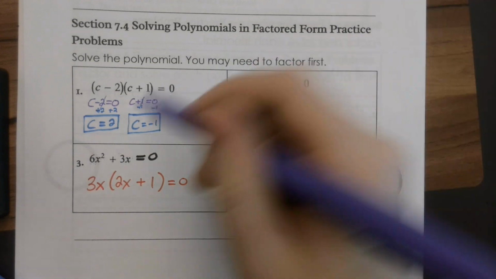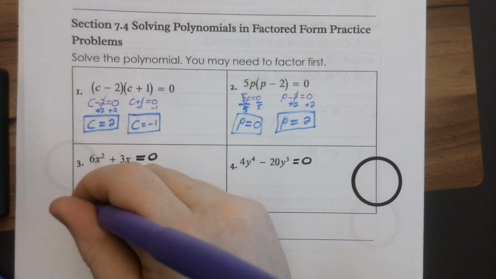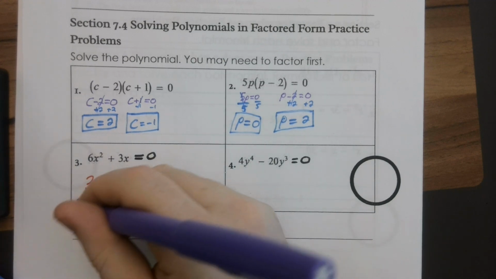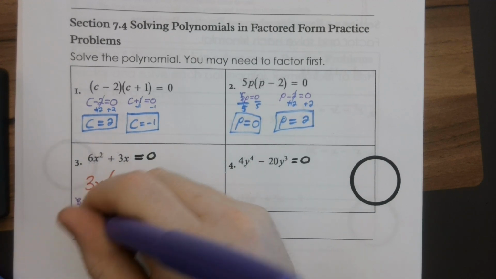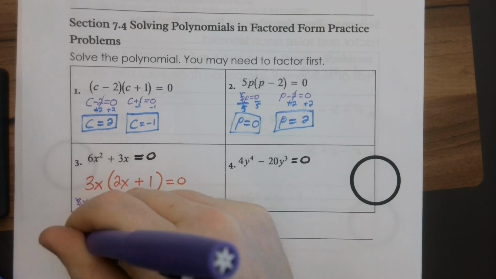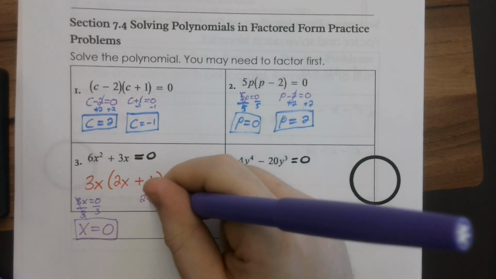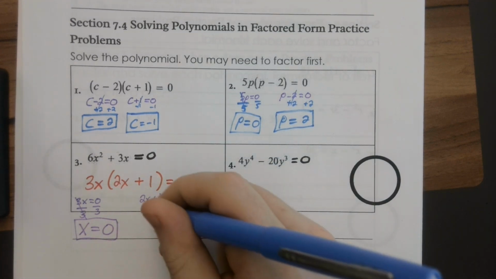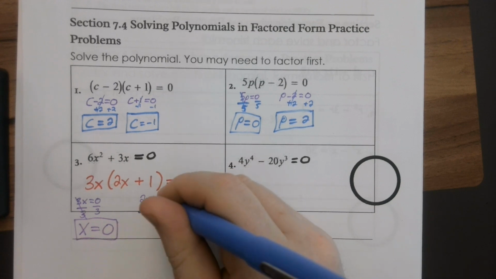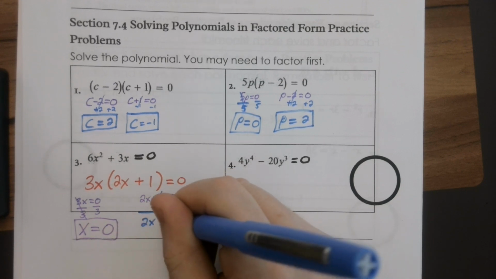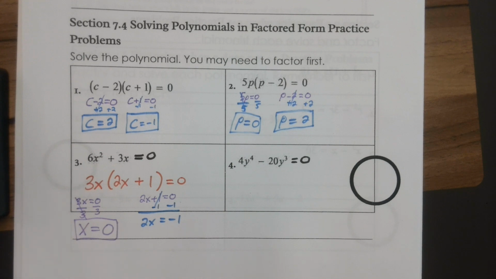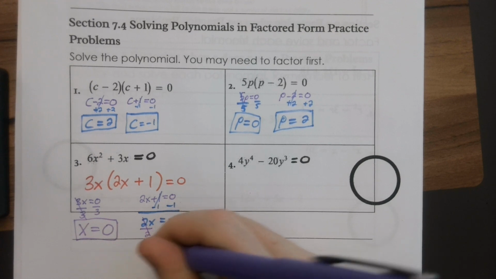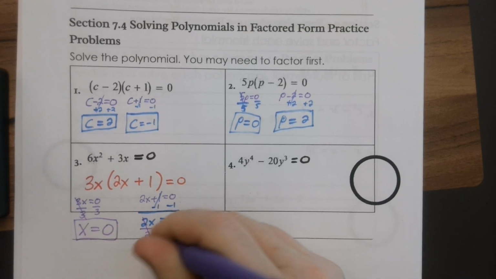Now it's in factored form, so just like the other questions, we can set each piece equal to 0. If 3x equals 0, how do we solve for x? We divide by 3 on both sides. X equals 0. If 2x plus 1 equals 0, this is going to be actually a two-step to solve. First, subtract 1, because reverse PEMDAS says we have to get rid of any addition and subtraction first. Then, we can divide both sides by 2, getting x equals negative 1/2. Done.